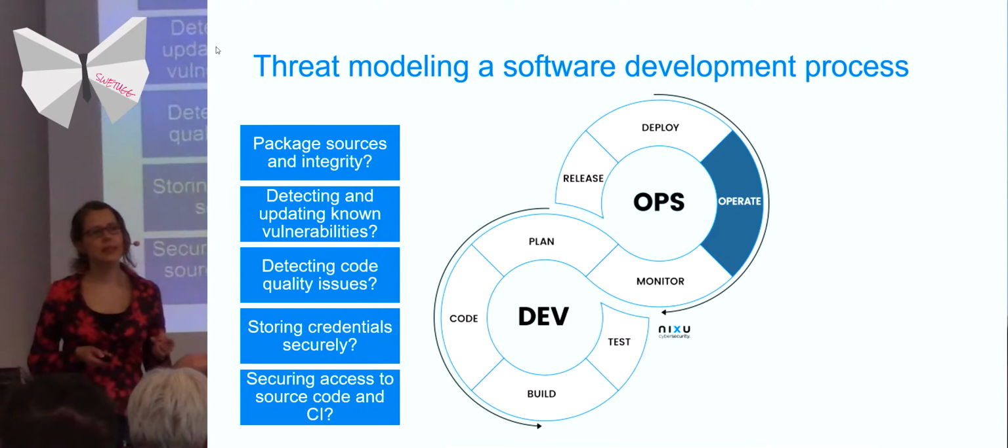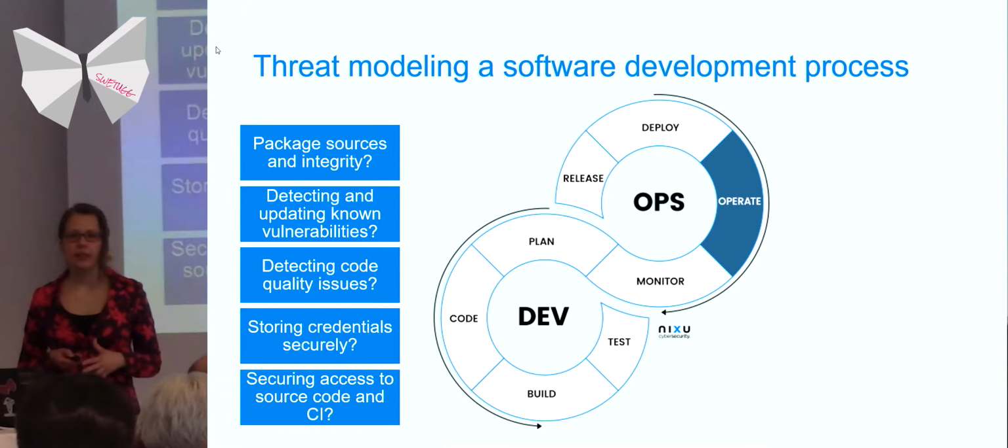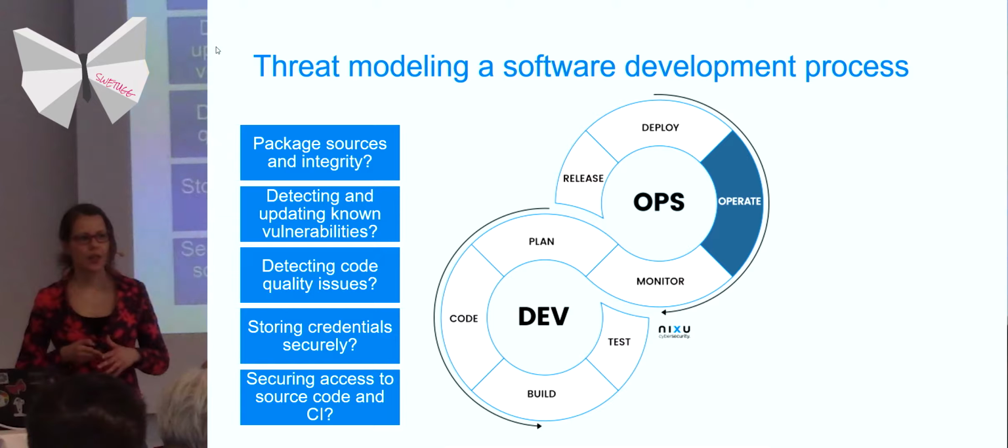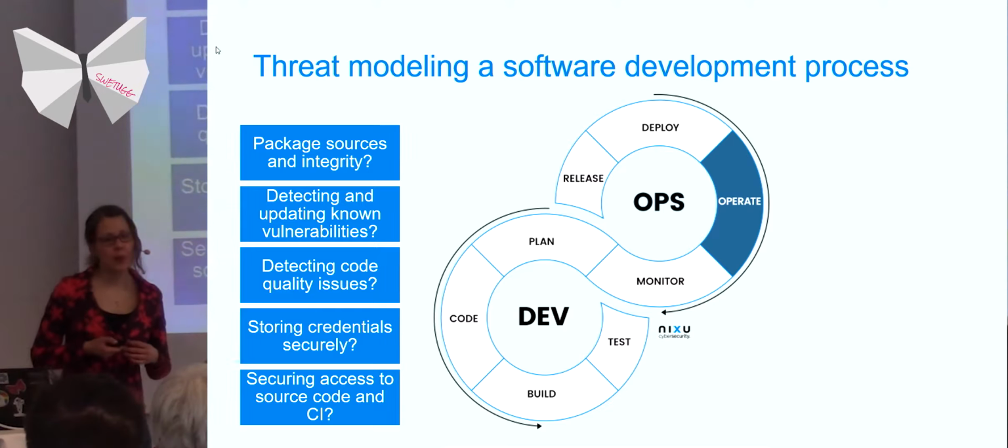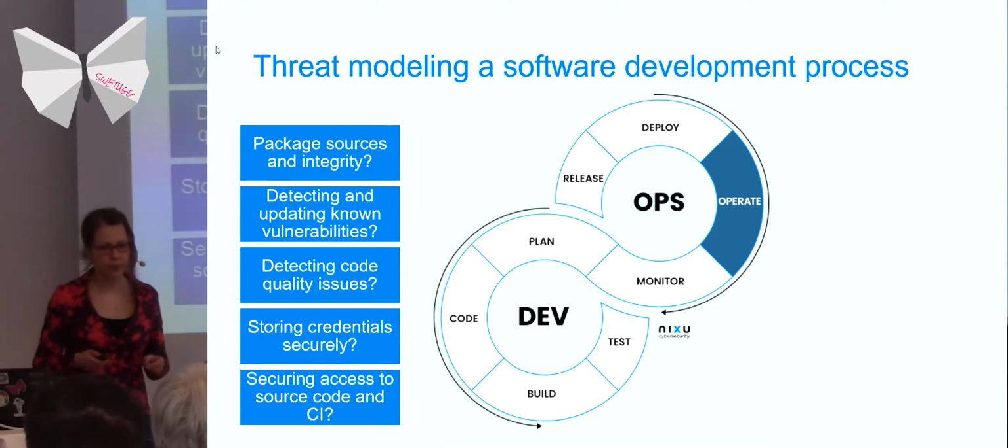Or are you able to detect known vulnerabilities in your software? If you're using a ton of libraries and they have transitive dependencies, you cannot track them with an Excel or something like that. You need tools. I will mention a couple of them later on. But if you don't know if there are vulnerabilities, it could be a severe threat.